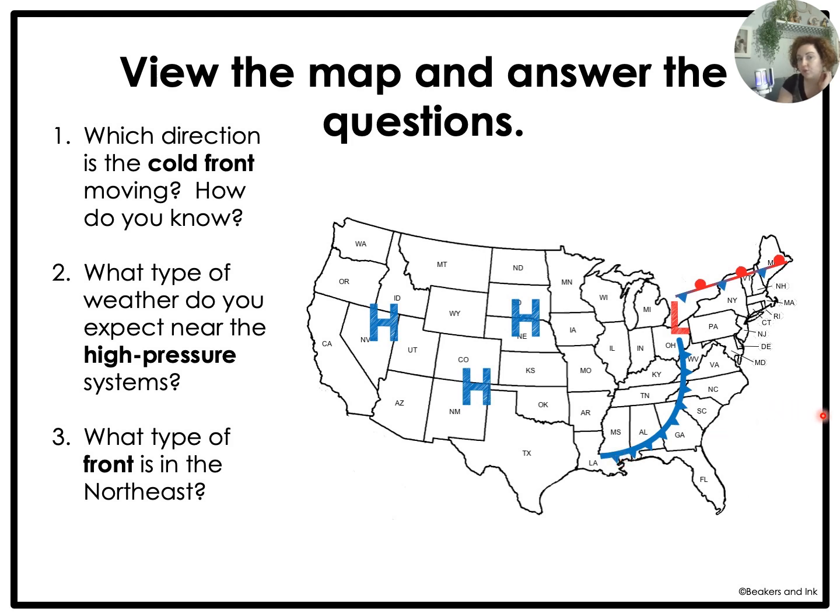Okay, number 2, what type of weather do you expect near the high pressure systems? What sort of weather should we expect? Well, we should expect some clear, dry weather. Again, dry is relative, but there shouldn't be a lot of precipitation occurring. There might be a lot of humidity, but there may not be a lot of precipitation. And finally, what type of front is near the northeast? The northeast is up here, okay? And what do we call this one? That's our stationary front, okay?